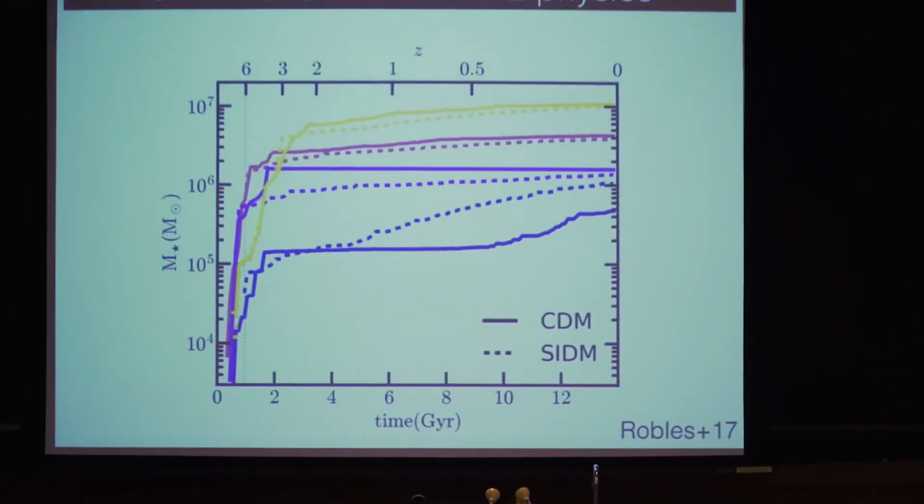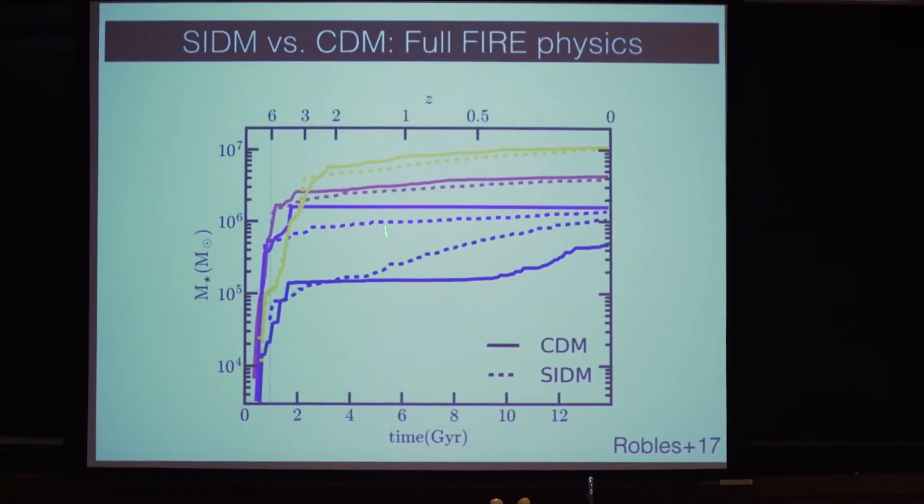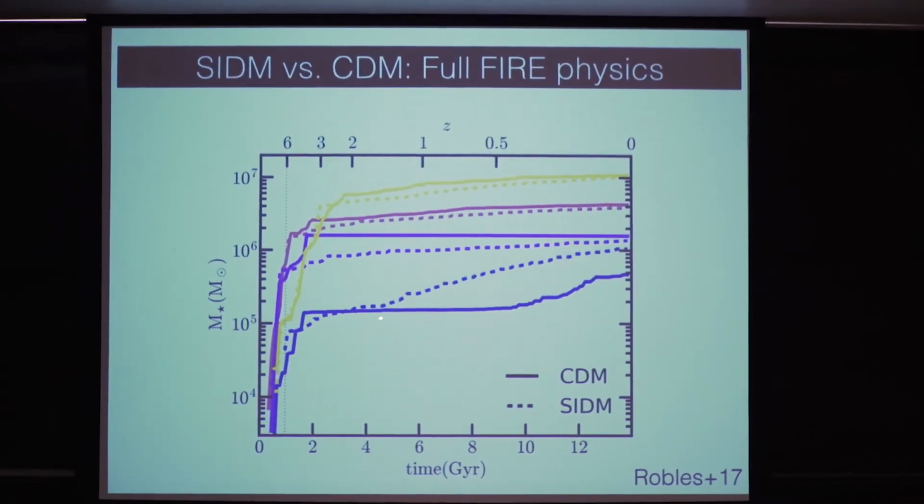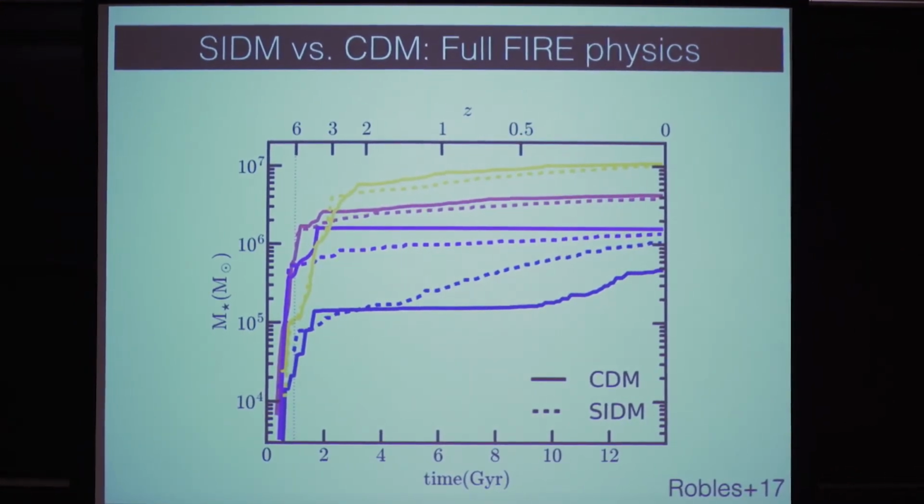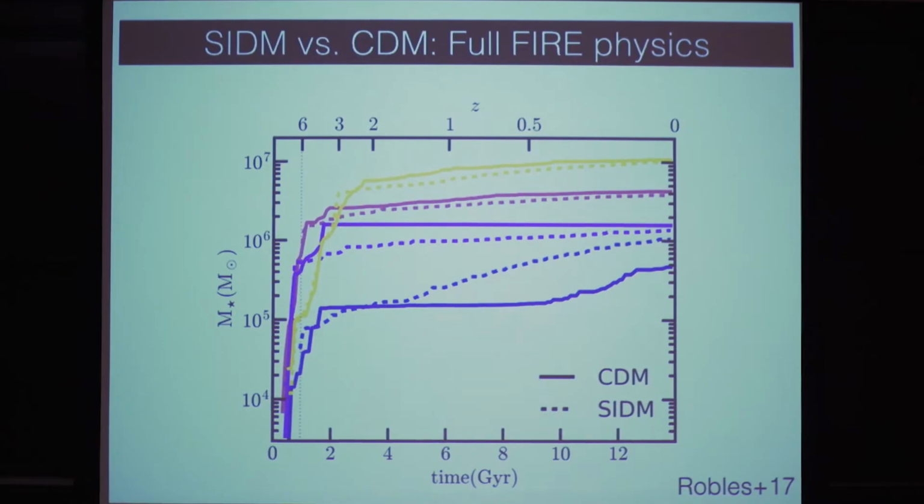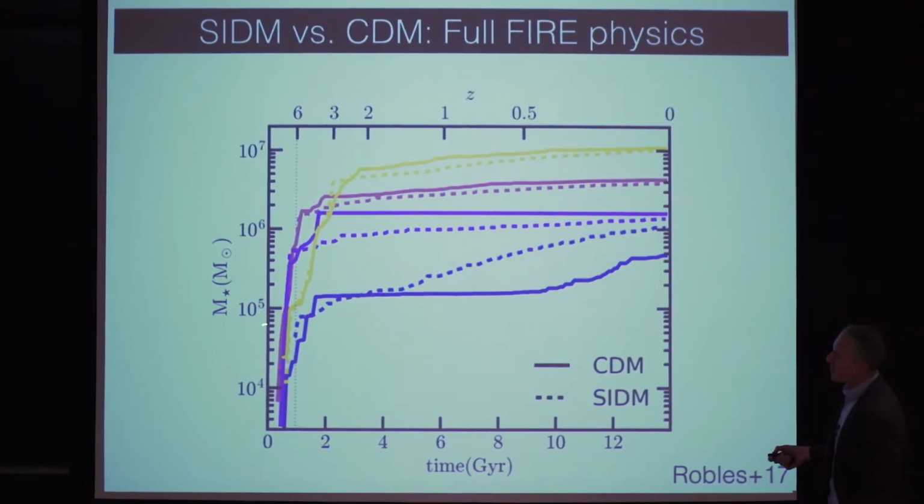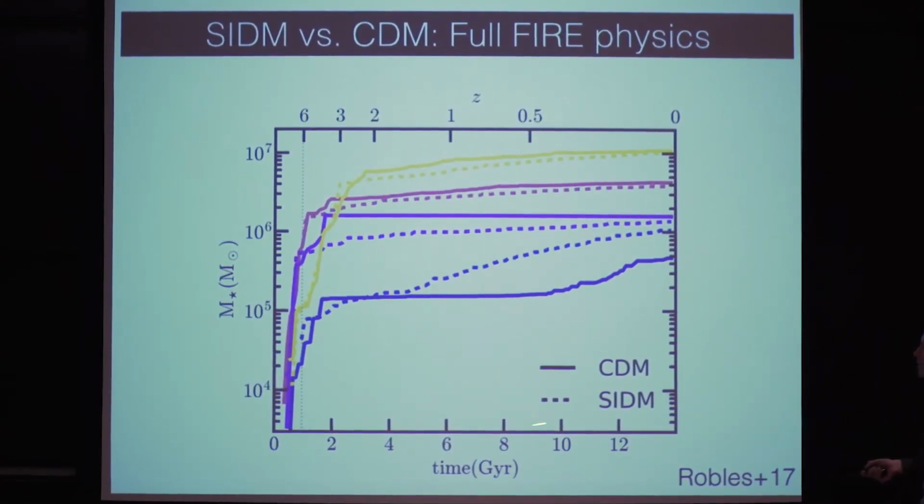For SIDM, let me talk about that now. So here's an example, a series of dwarf galaxies that we've run with full FIRE physics at very high force and mass resolution in both self-interacting dark matter and cold dark matter. What's plotted here is the stellar mass growth histories of 4 different galaxies. And they're color-coded by the stellar mass they end up with at z equals 0. So the yellow one forms 10 to the 7 solar masses of stars, and the blue one forms about 1 million solar masses of stars.